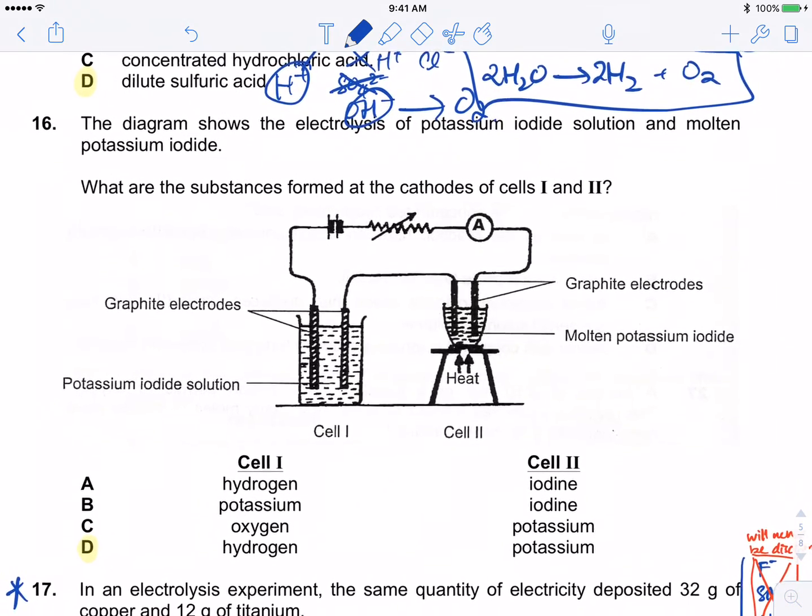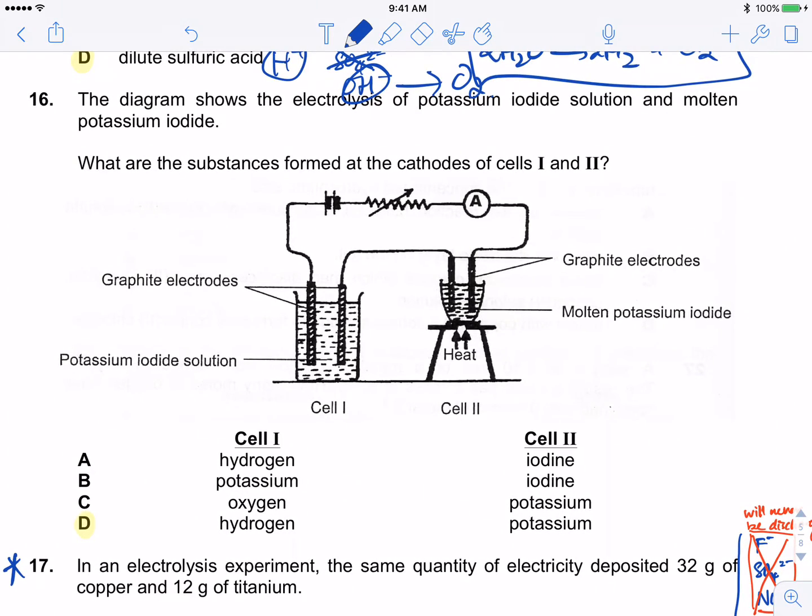Question 16, the diagram shows the electrolysis of potassium iodide solution and molten potassium iodide. What are the substances formed at the cathode of cell 1 and cell 2? Okay, let's see.